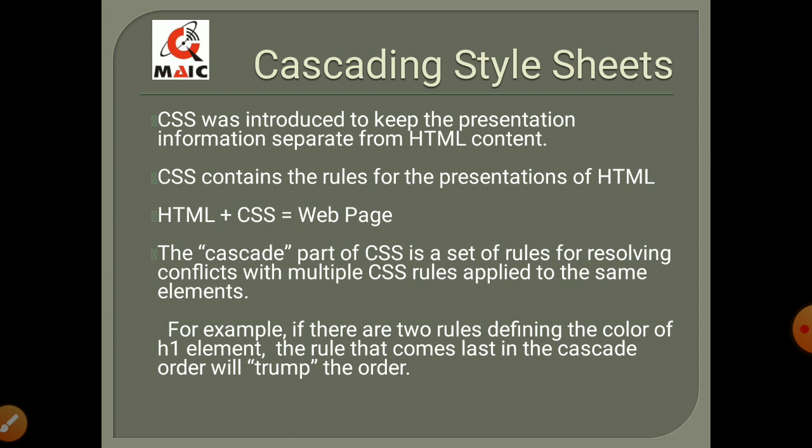Now this cascade part, we say it is CSS, Cascading Style Sheets. What do we mean by cascade? The cascade part of CSS is a set of rules which is used to solve the conflicts when we use multiple CSS rules on the same elements. For example, if there are two rules defining the color element of H1, then the rule that comes last in the cascade order will trump the others. That is, the last rule will be the actual rule followed in that HTML page.